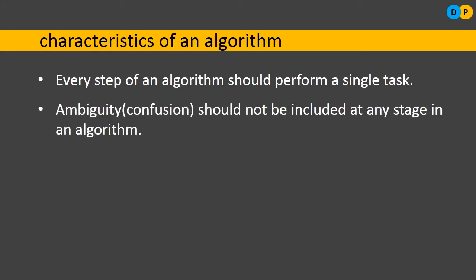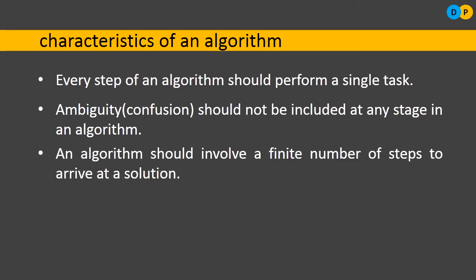A second characteristic is that ambiguity should not be included at any stage in an algorithm. An algorithm will have multiple steps, but in any of the steps or constructs, we should not create confusion, nothing but ambiguity. So ambiguity should not be present at any stage within an algorithm.